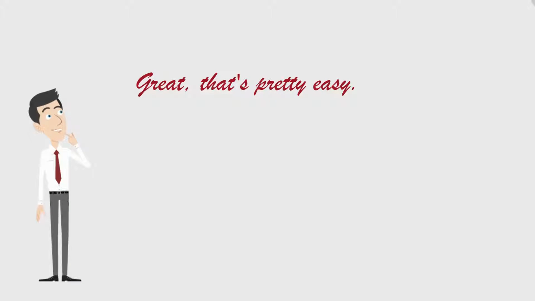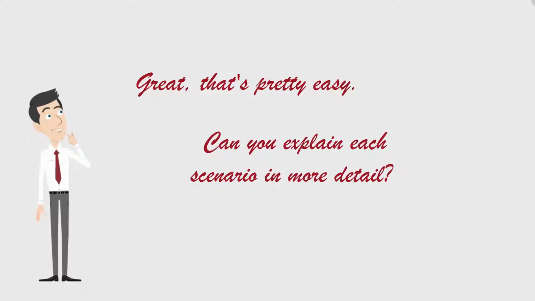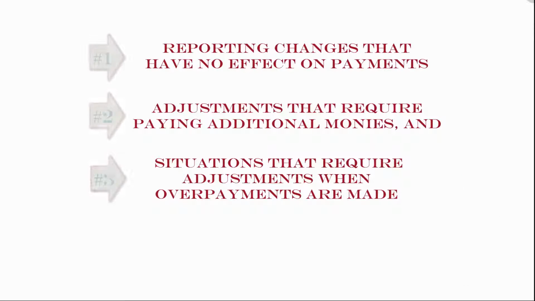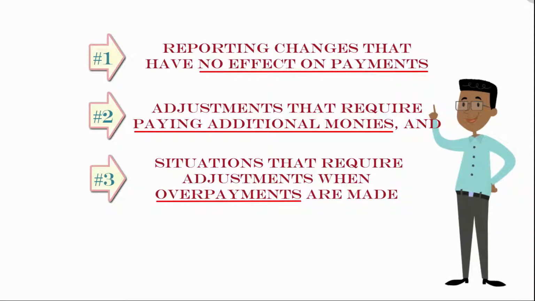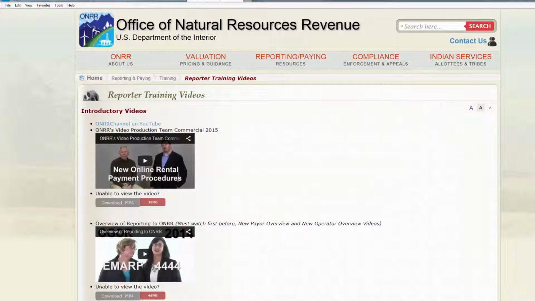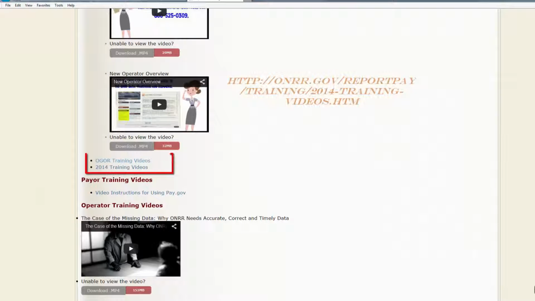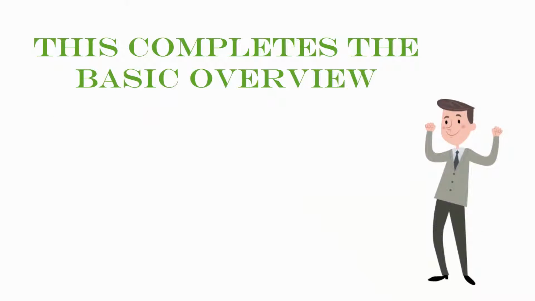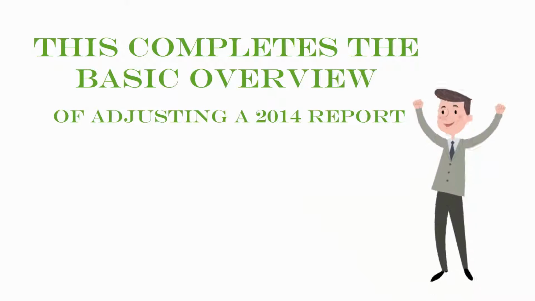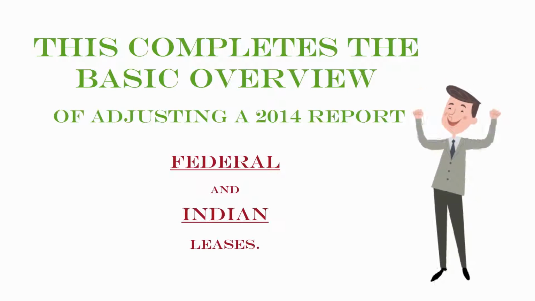Great! That's pretty easy. Can you explain each scenario in more detail? These 3 adjustments are covered in videos that are accessible on onrr.gov or ONRR's YouTube channel. You can view them here. This completes the basic overview of adjusting a 2014 report for federal and Indian leases.